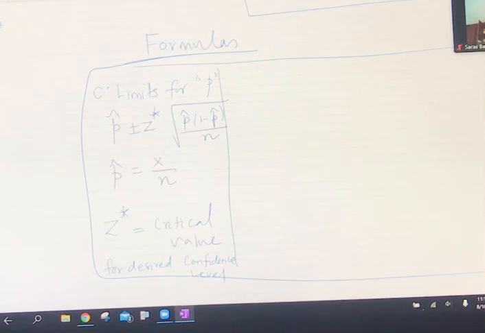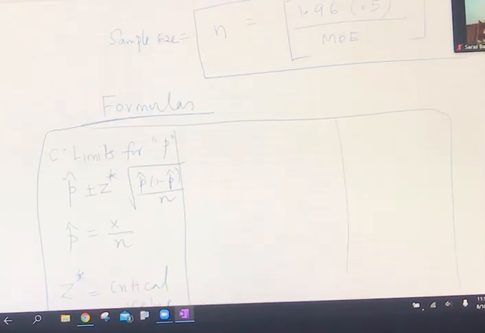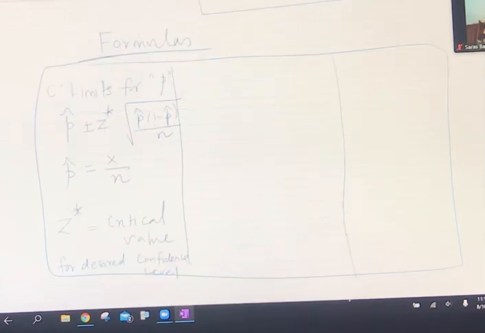The second formula for confidence limits for P, the population proportion, is your plus 4 method. Instead of P hat, we will be using P curl plus or minus Z star times square root of P curl times 1 minus P curl over N plus 4.